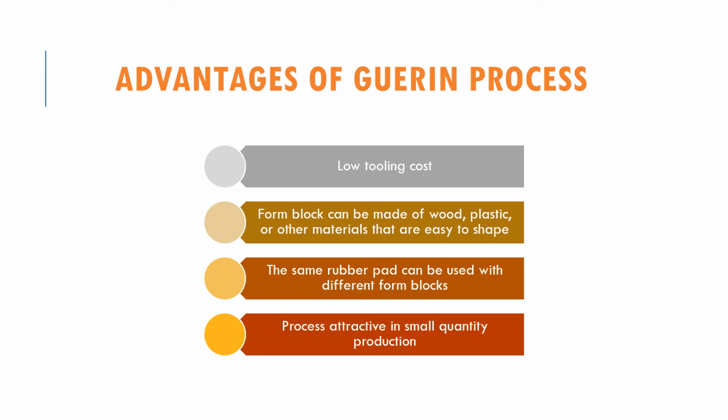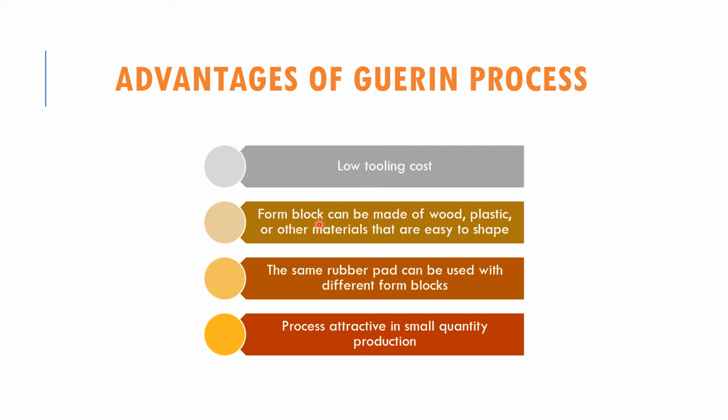Among the advantages of the Guerin process is that it has low tooling cost. Okay, so what we need is just the form block and the rubber pad. Then we just perform it using the force that we apply on the punch. The form block can also be made of wood, plastic, or other materials that are very easy to shape, like pattern making in the casting process, something like that.